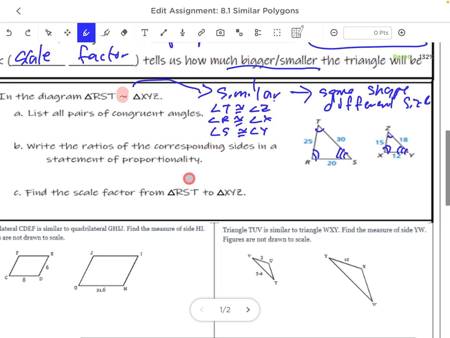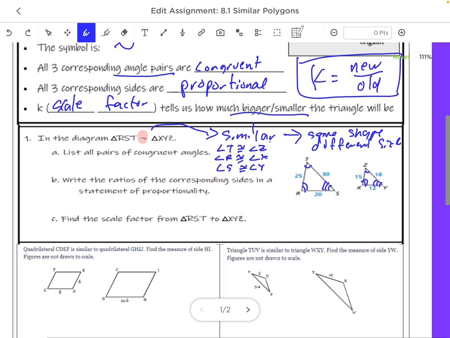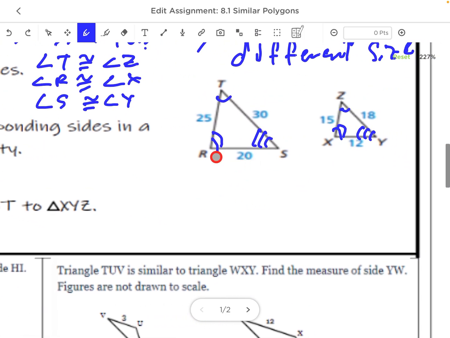Then we said the angles are congruent, but the sides are proportional. Write the ratio of the corresponding sides in the statement of proportionality. If they're all proportional, that means the ratios of the triangle to the other are equal. So I could say, for instance, RT over XZ, the proportion of this to this is going to be equal to the proportion of this side to this side, ST over ZY. Now we started with this one first, so we got to start with that one. And then RS is proportional to XY.